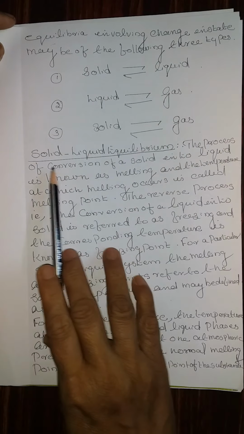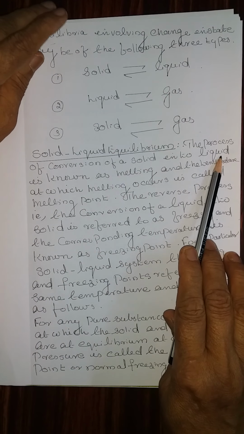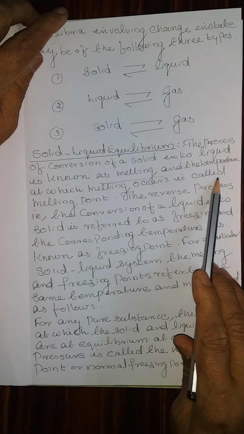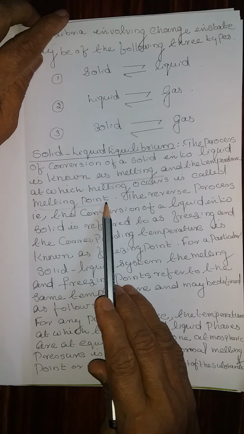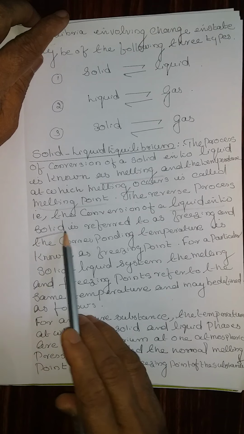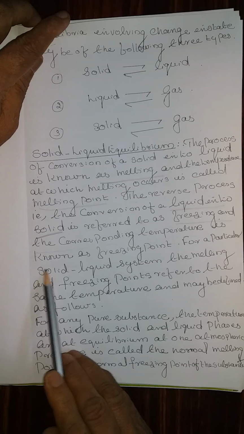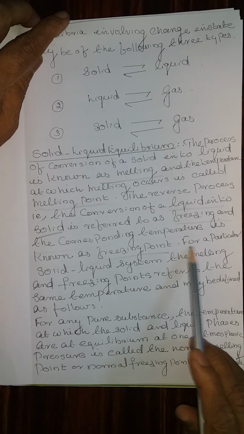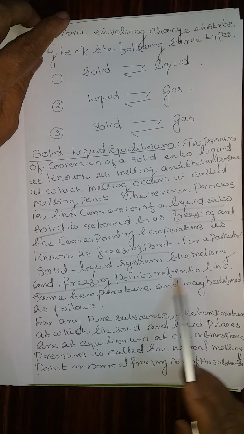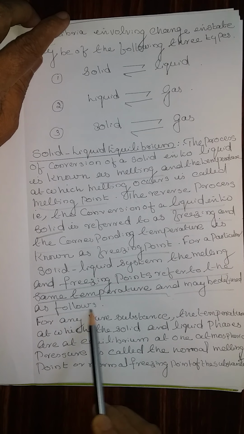Let us take the first one, solid-liquid equilibrium. The process of conversion of a solid into liquid is known as melting. The temperature at which the melting process occurs is called the melting point. The reverse process, that is the conversion of a liquid into solid, is referred to as freezing, and the corresponding temperature is known as the freezing point. For a particular solid-liquid system, the melting and freezing points refer to the same temperature and may be defined as follows.